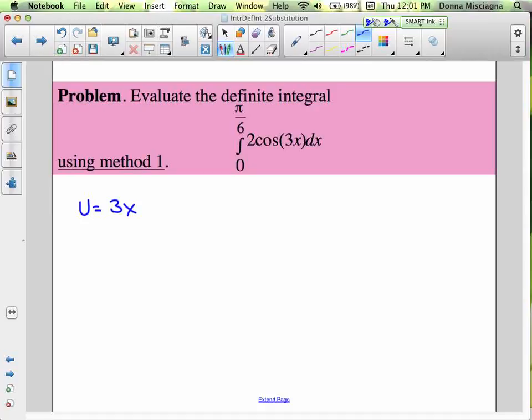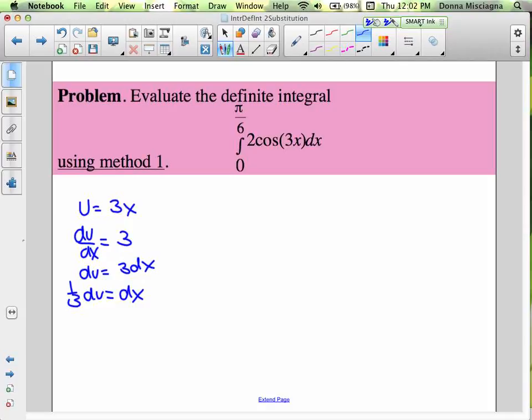Why? Because that's the chain part. Cosine's got raised to a power, so the only chain part of this is the 3x part. So now we have du/dx equals 3. We don't have a 3, so we multiply both sides by dx. So du is 3 dx, and we'll divide by 3. So 1/3 du is equal to dx.